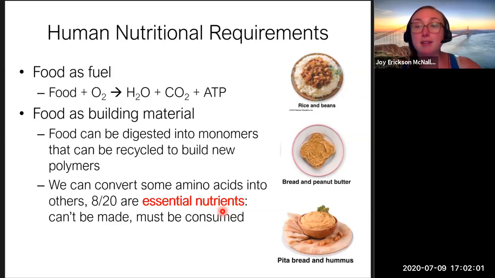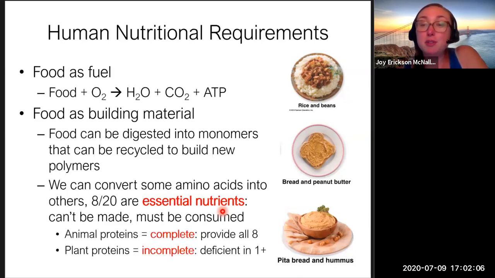So animal proteins are called complete proteins because they can provide adequate amounts of all 8 of those essential amino acids. Plant proteins are generally known as being incomplete because they lack 1 or more of those essential amino acids. And so vegetarians generally need to eat a variety of plants in order to get all 8 essential nutrients. And the easiest way to do that, to get all the essential nutrients in a meal, is to combine a grain plus a legume.